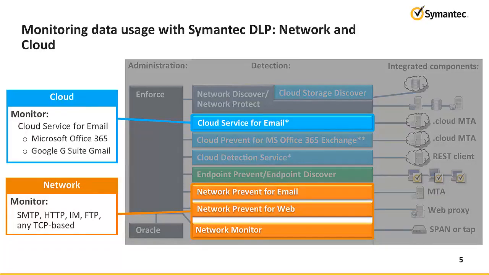Network Prevent adds the capability of automatic blocking. Network Monitor covers protocols that are not handled by Network Prevent, and Cloud Service for Email monitors and protects data leaving an organization through Microsoft and Google Cloud Email Services. Network Monitor and Network Prevent typically reside at the network egress points in the DMZ, while Cloud Service for Email is hosted in the Symantec Cloud.